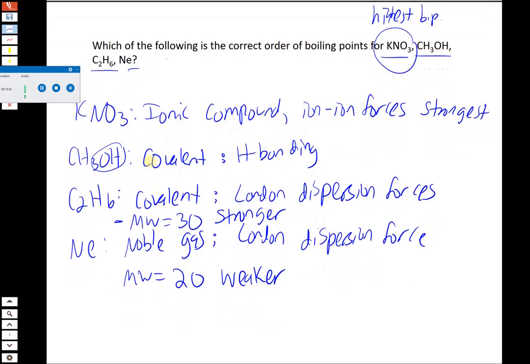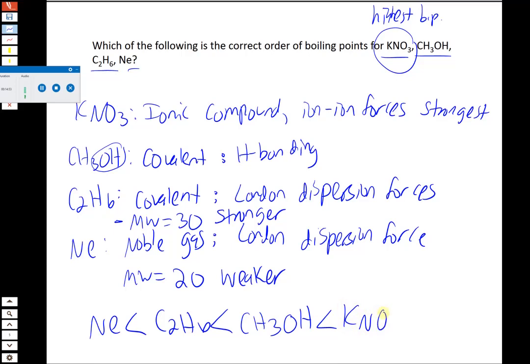So basically in these 4 substances, the one with the weakest intermolecular forces is neon, so that's going to have the lowest boiling point. Then you have C2H6, which is still London dispersion forces, but slightly stronger London dispersion forces. CH3OH has hydrogen bonding, so that's significantly stronger than London dispersion, so you'd expect that to have a higher boiling point. And then KNO3, which is an ionic compound, has the strongest forces, ion-ion forces.